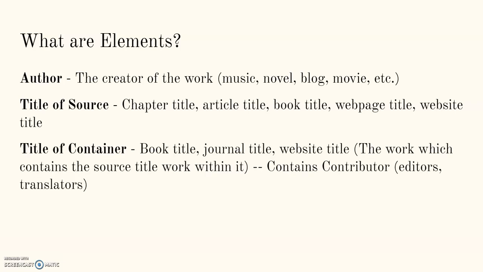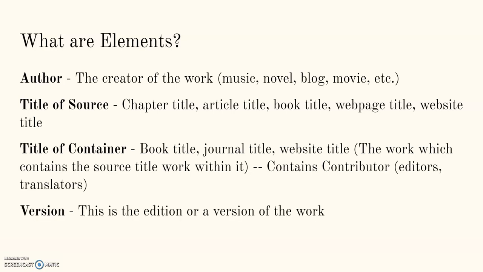So a title of a container that might make it seem confusing could be like the whole book title, the journal title, the website title. So say you have a chapter that you use in a book. You'll have the chapter title and the book title. Same with an article. If you have an article that comes from a journal, you'll have the title of the source, which is the article title, the title of the container, which is the journal title. And you'll list them right next to each other in your citation.